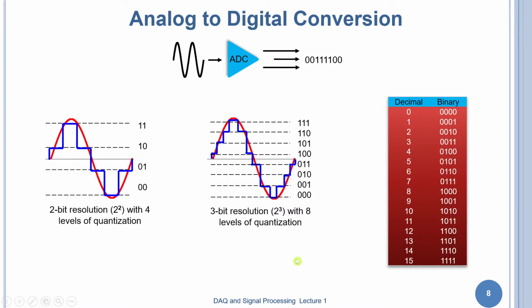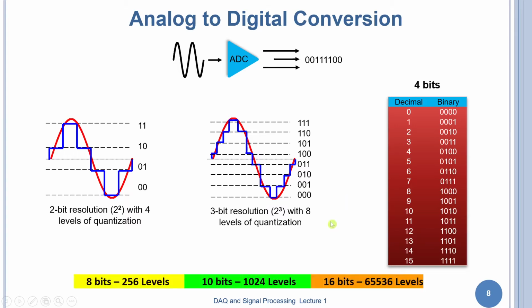So can you guess what this table represents in terms of bit resolution? You can take a moment to guess. Here you can see 16 levels of quantization. So this will represent a 4-bit DAC. Similarly, you can have 256 levels for 8 bits, 1024 levels for 10 bits, and over 65,000 levels for a 16-bit DAC.